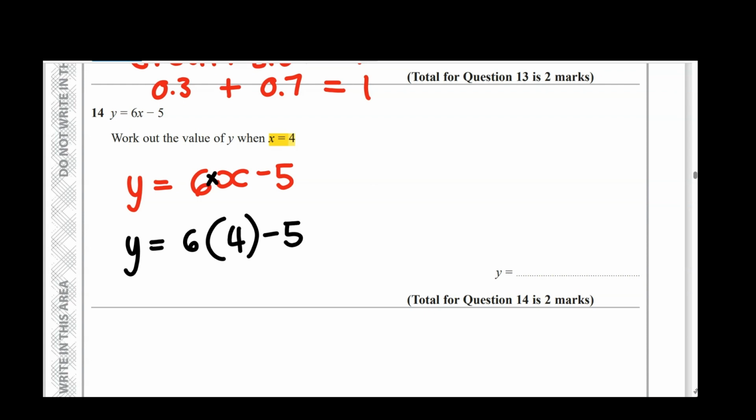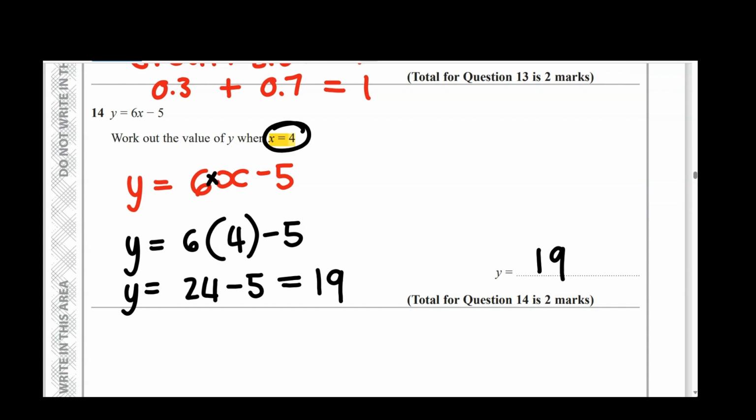Now you're just going to work it out. So y is equal to 6 times 4 is 24. Take away 5. And if I work that out, 24 take away 5 gives me 19. So y is 19. So if they give you a question like this and they tell you x is something, that's what you're going to really celebrate. You're just going to chuck in that value for x wherever you see x.